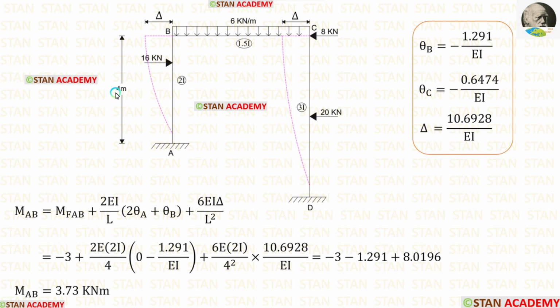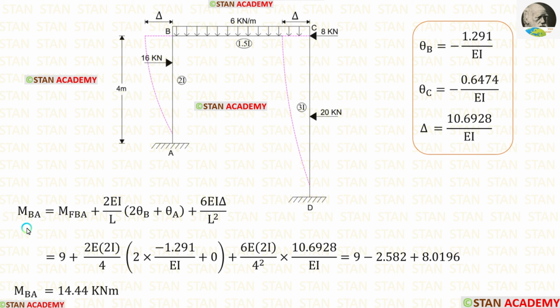Length of column AB is 4 meter. Let us apply that. The moment of inertia for the column AB is 2I. So instead of I, we have to apply 2I. In the point A, there is a fixed support. In the fixed support, there will be no slope. So theta A will be 0. After applying the values of theta B and delta, we are getting MAB. In the similar way, we can find MBA.